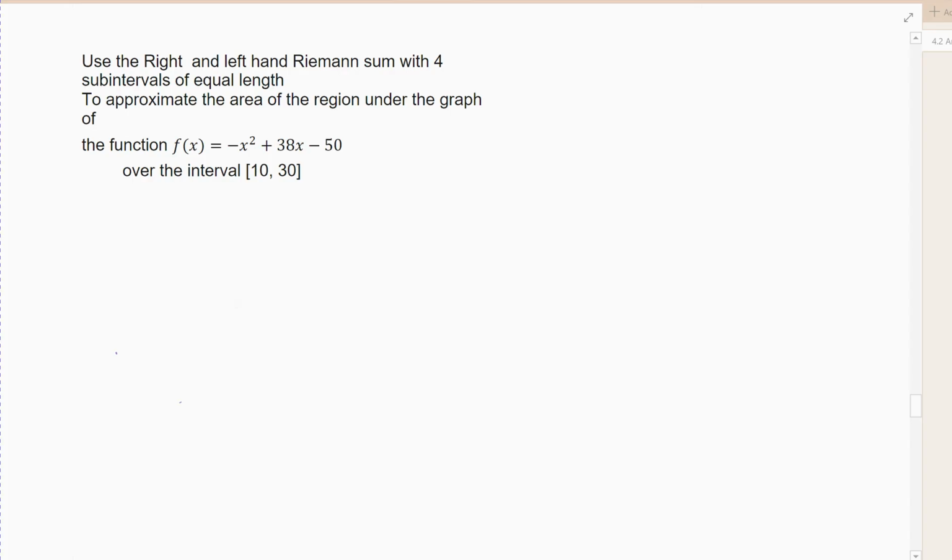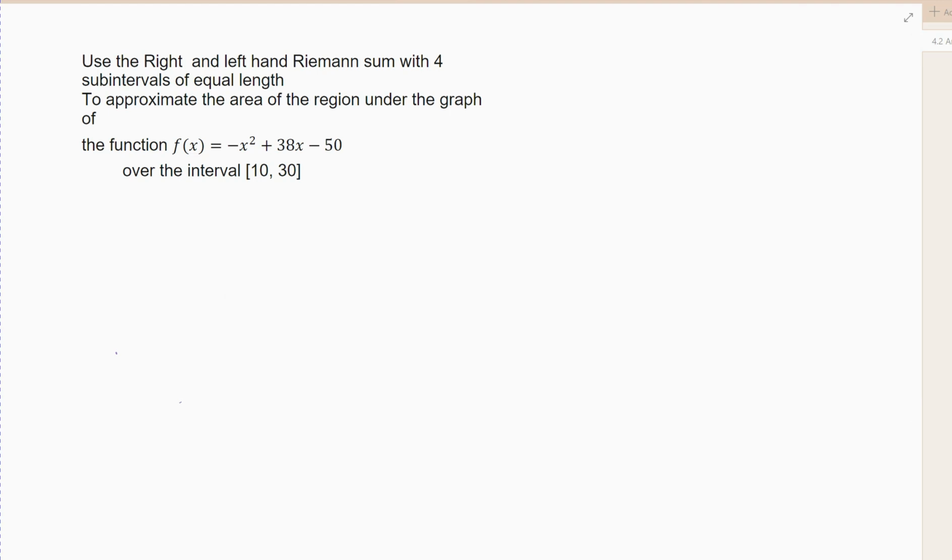So the first example was one we could solve using geometry. The second example is one I can't solve using geometry because it's a parabola shape, so it's got a curve to it. So I can't set it up with a nice geometric shape where I can find the area of a triangle or the area of a rectangle.